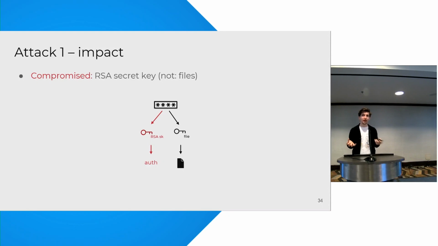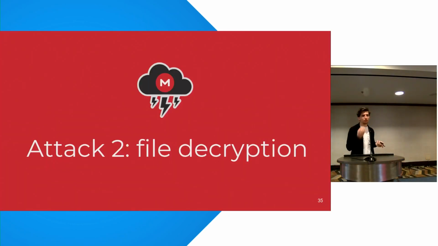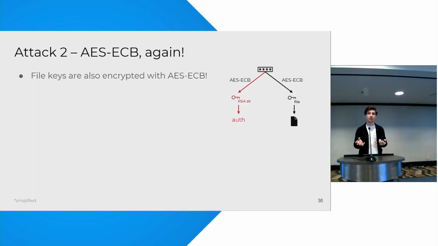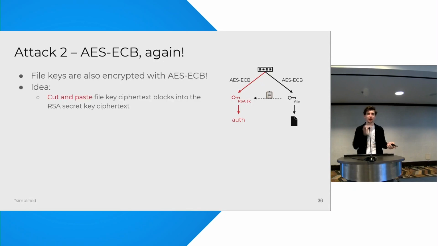So in summary, the adversary can now compromise the authentication of a user, but just knowing the RSA-CRT key does not allow the adversary to read files of the user. But we can actually build a second attack on top of our first attack that allows file decryption. The main observation for this attack is that Mega also uses AES-ECB to encrypt file keys, and they're even using the same key as they use for the RSA-CRT key encryption. So the basic idea for this attack is that we're cut and pasting file key ciphertext blocks into the RSA-CRT key ciphertext, and then again use the vulnerable authentication protocol to decrypt those file keys.